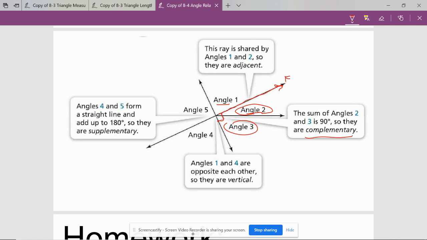Okay, when we look at this, angles 1 and 4 are opposite each other. So angle 1 and angle 4 are opposite each other. So they are vertical, which means angle 1 is going to be equal to angle 4. Okay, remember, vertical angles are equal to each other. Angles 4 and 5, okay, they make a straight line. We look at this line right here. So angle 4 and angle 5 make up this straight line right here, which means they are supplementary angles, and they are going to add up to 180 degrees. Okay, so those are things we know.